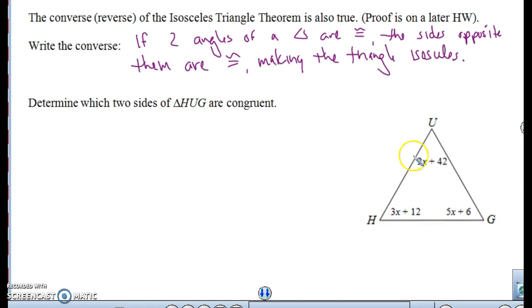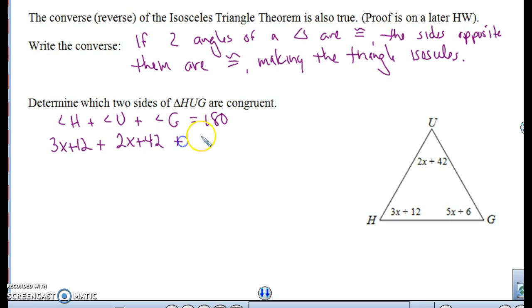Well, all we know is these three angles. We don't know anything about the sides. So we need to know the angle measures first. All right, so what do we know about the angles of a triangle? They add up to 180 degrees. Angle H plus angle U plus angle G equals 180. We always know that. Plugging in your values, H is 3x plus 12, U is 2x plus 42, and G is 5x plus 6. Oops, 5x, not 56.